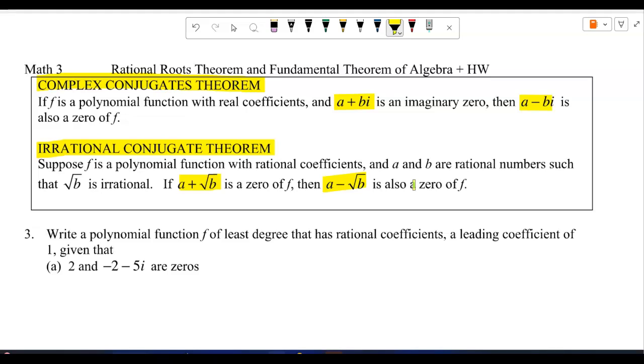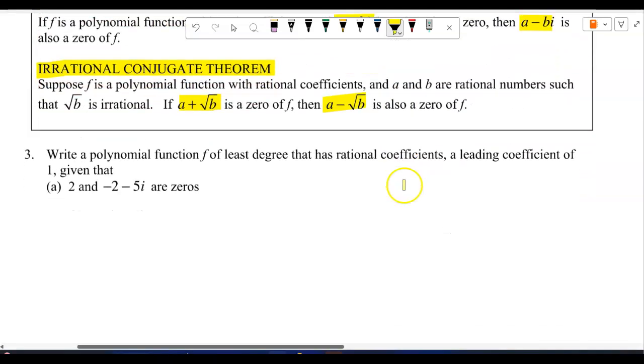Like boyfriend and girlfriend, they're always together. So who's the girlfriend of a plus bi? A plus bi is a minus bi. You invite one, the other will automatically come. All the way. Boyfriend and girlfriend.